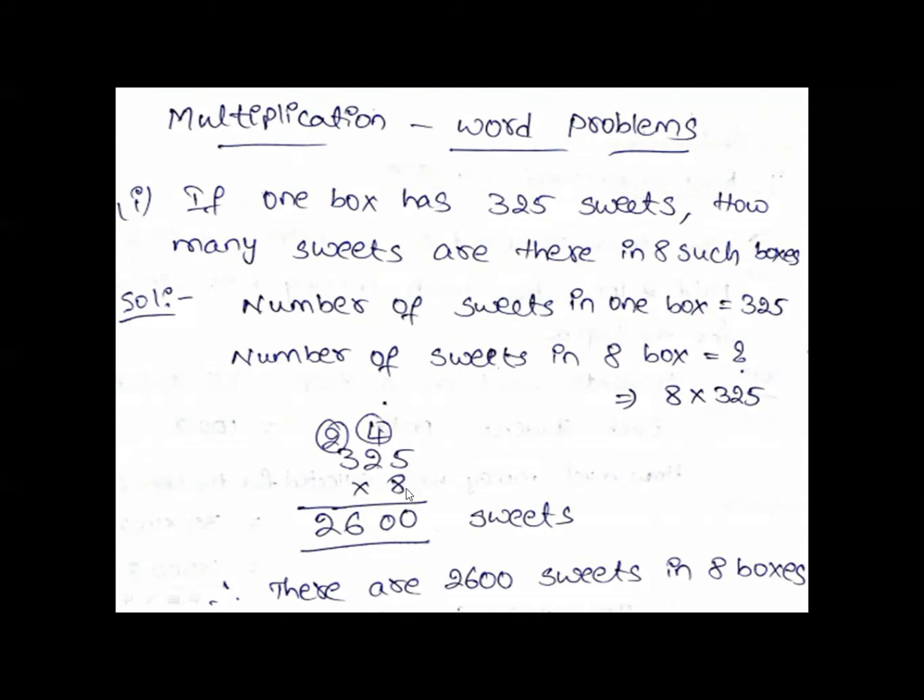325 into 8. 5 eights are 40. 4 carry over. 8 twos are 16. 16 plus 4, how much? 20. 2 carry over. 8 threes are 24. 24, 2 carry over. We have to add 2. 24 plus 2, how much? 26. Now there are 2600 sweets in 8 boxes.